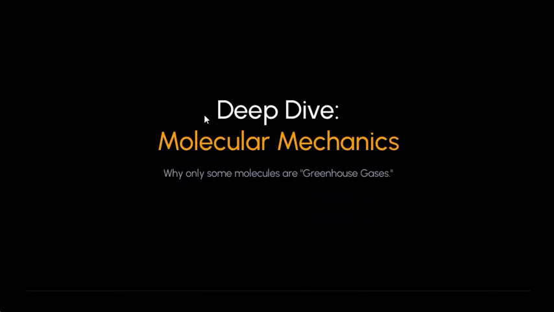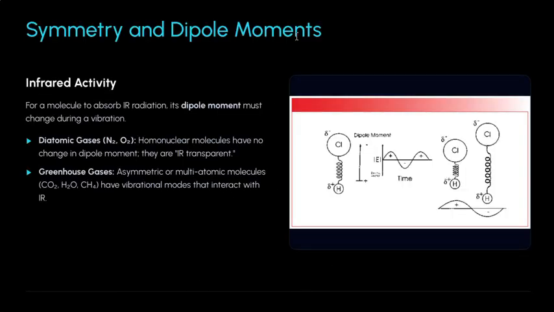Okay, now we're gonna go into a deep dive in molecular mechanics and why only some molecules are greenhouse gases. That is because of symmetry and dipole moments. So, infrared activity: for a molecule to absorb IR radiation, its dipole moment must change during a vibration. So we have diatomic gases, N2, O2.